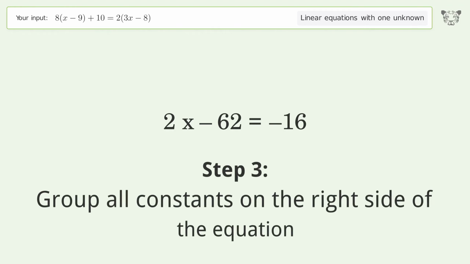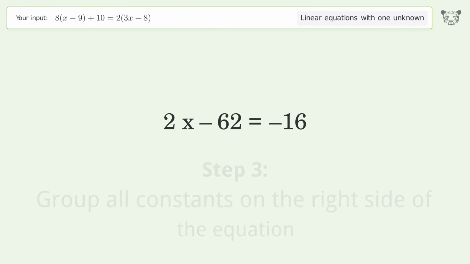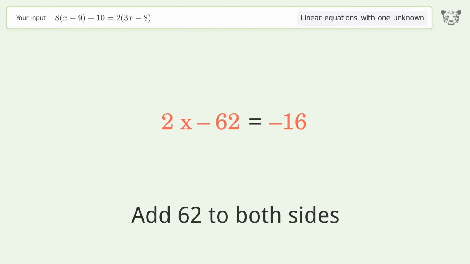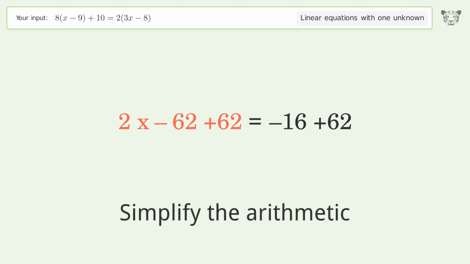Group all constants on the right side of the equation. Add 62 to both sides. Simplify the arithmetic.